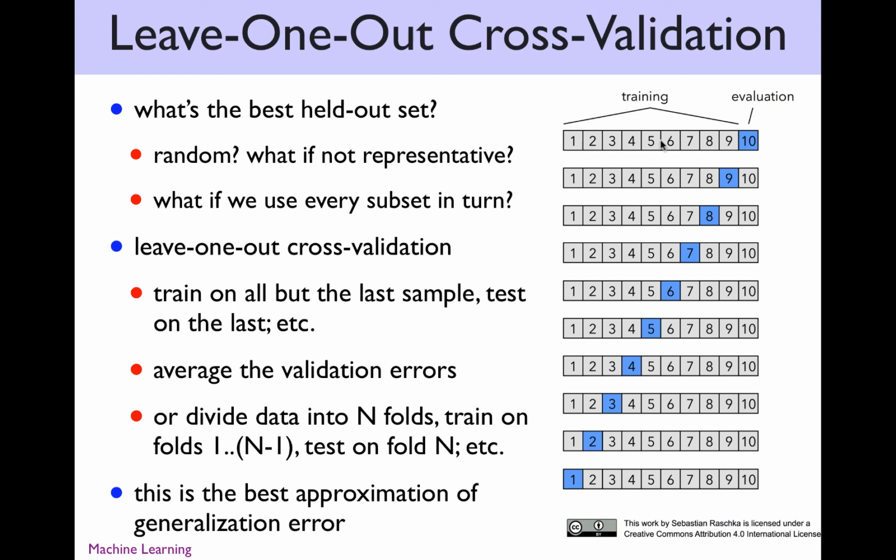It's called cross-validation because every single piece of the training data is used as the validation or dev set. Or if you have too many training examples, you cannot do this for every single one. You can divide the data into n folds, let's say 10 folds, and then you train on the first 9 folds and test on the 10th, and so on and so forth. So this is often the best approximation of generalization error, because every single example is used as a dev set.